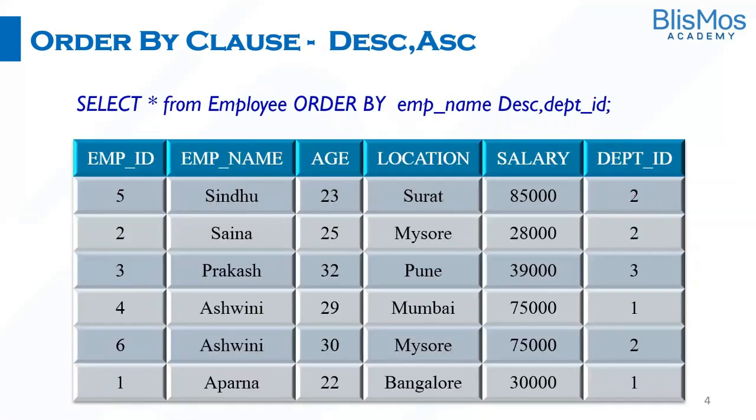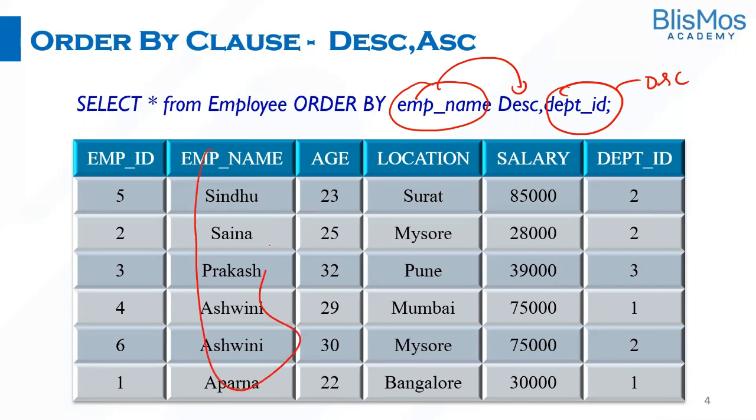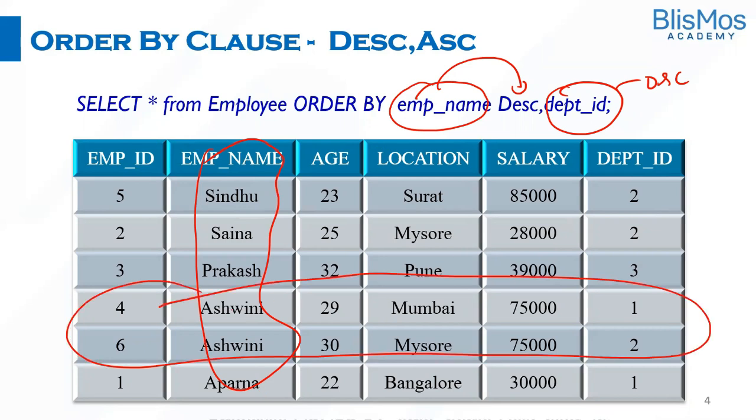We can also do it the other way around. For example, here I am trying to say sort the employee name in descending order and department ID in ascending order. If it is confusing for you, you can mention department ID ASC. That way you will always know this is in descending order, this is in ascending order. If you look at the results here, you can see employee name is sorted in descending order, that is in alphabetical descending order. Sindhu comes first, Aparna comes last, and within this the department ID is sorted in ascending order because we are trying to sort that in ascending order.